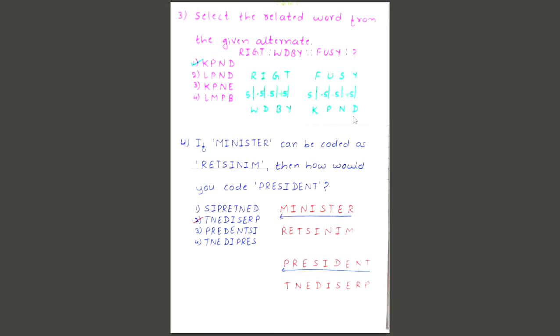So here, D. FUSY is coded as KPND. It's the first option. Then the fourth one, the word minister is coded as RETSINIM. How it is written means left to right; like that only we write for the president word, from left to right. We get TNEDISERP. It is the second option.